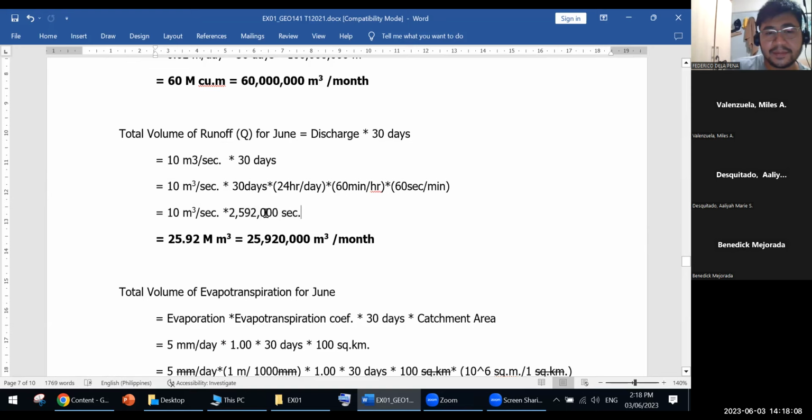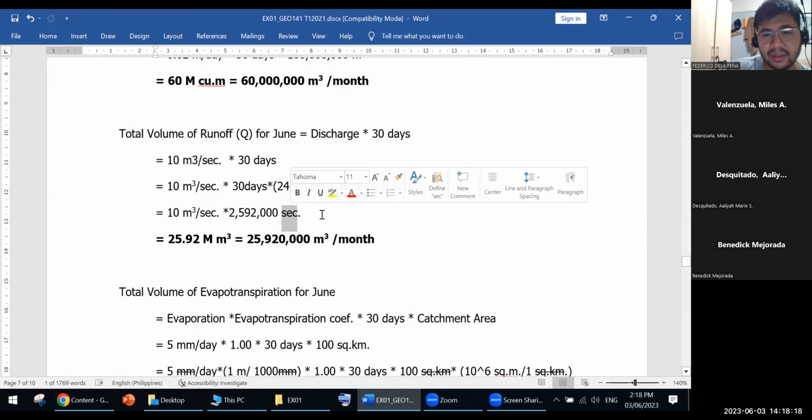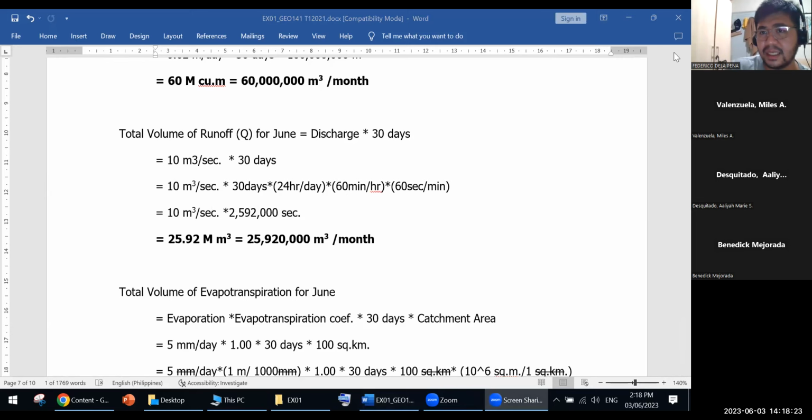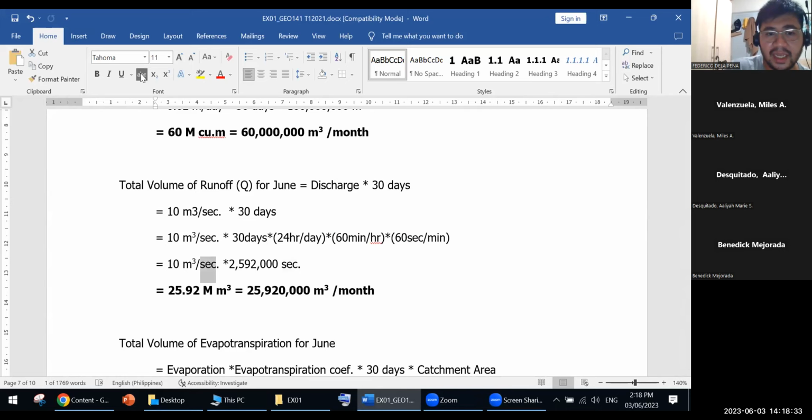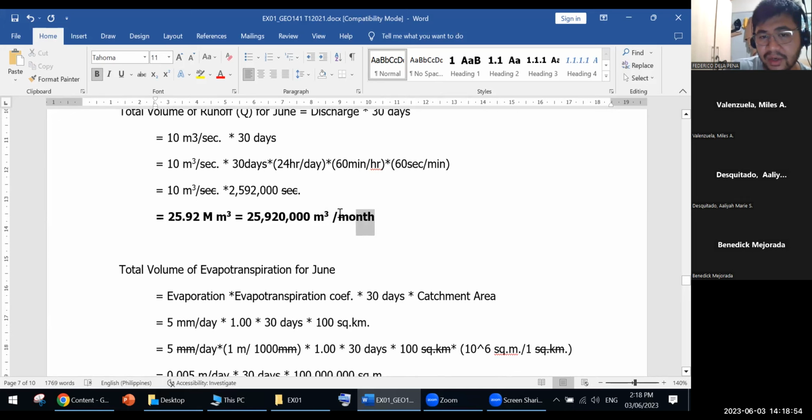Now, kapag minultiply mo si discharge, no, by seconds, you will eventually just cancel out your seconds unit, no, kasi numerator denominator. And you will end up with 25.92 million cubic meters of water. Pero since yun yung data mo for the whole month of June, you can put month here, no? Pwede mo idagdag tong per month.